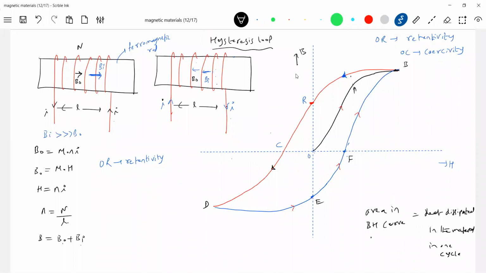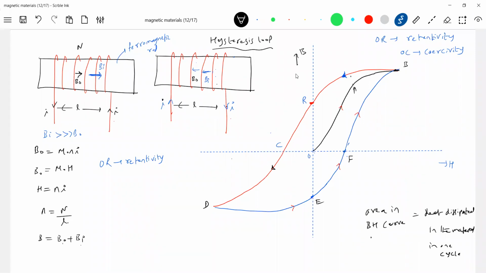Hysteresis means lagging. You see that B lags H, no? Suppose H increases, of course B will increase. Afterwards, H increases, B will not increase. As H decreases, B will not decrease. So B lags behind H at all points. Now H is zero, but B is non-zero; B should be zero, no? But it is reaching a value. So at all points B lags H. That lagging is called hysteresis. According to the Greek or Latin, the lagging word is called hysteresis.